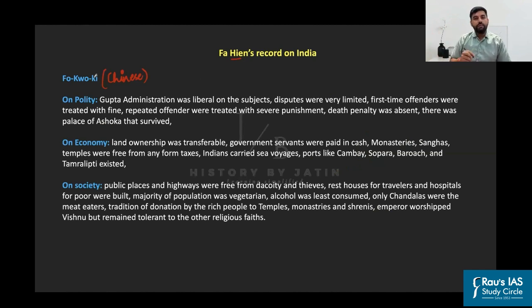The book was written after he returned back to China. While in India, he was just making notes, which you do too, while taking the UPSC classes. So you are making notes, but you don't write books. He made notes, and he wrote the book. So the notes are mentioned on the screen.